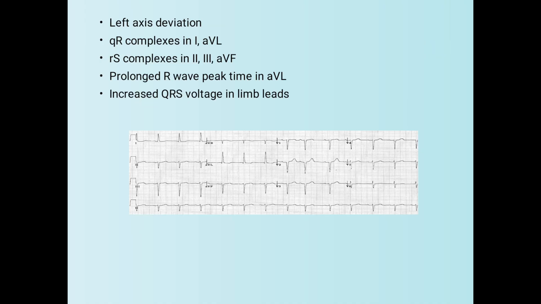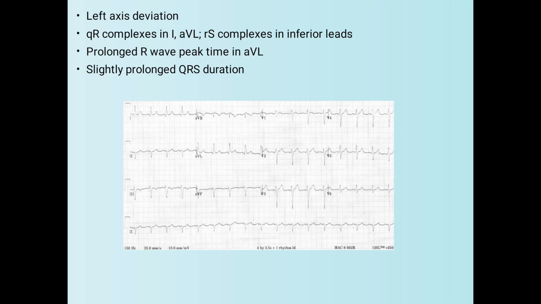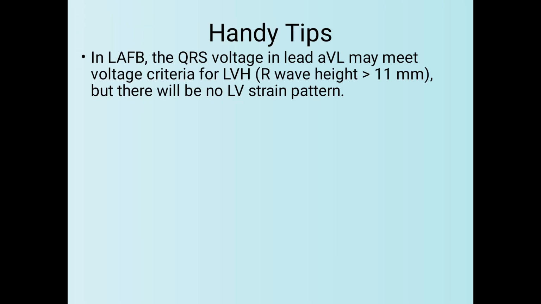In this ECG, we can see left axis deviation, QR complex in lead 1 and AVL, RS complex in lead 2, 3 and AVF, prolonged R wave peak time in AVL, and increased QRS voltage in limb leads. Here, similarly, we can see left axis deviation, QR complexes in lead 1 and AVL, RS complexes in inferior leads, prolonged R wave peak time in AVL, and slightly prolonged QRS duration.